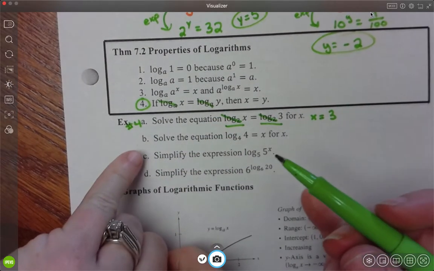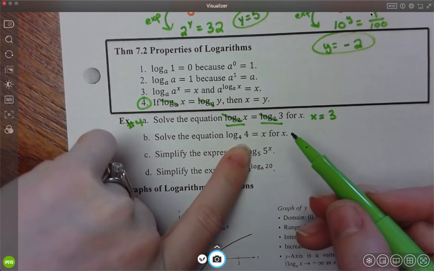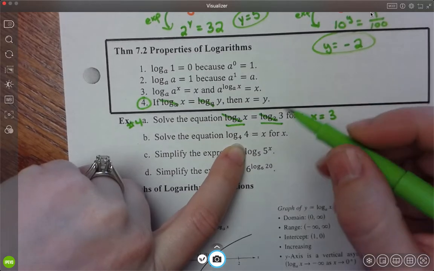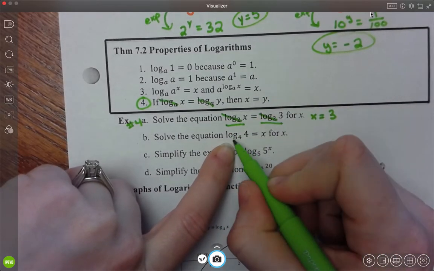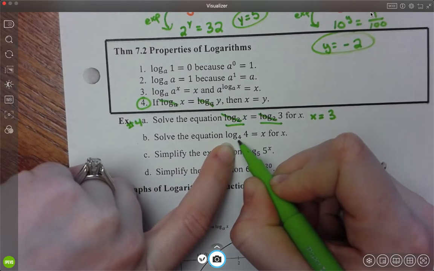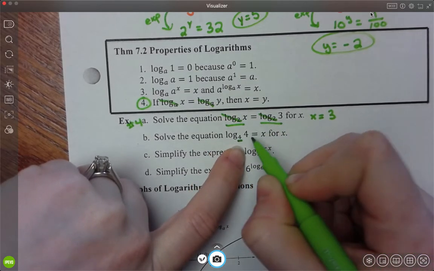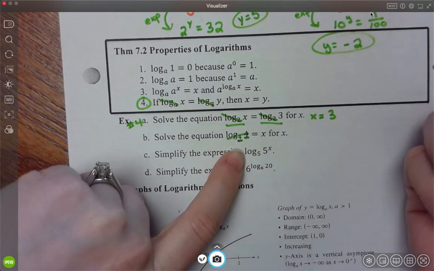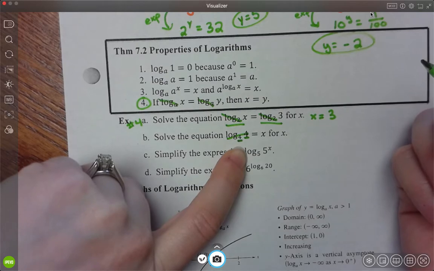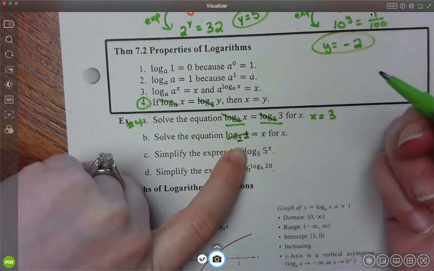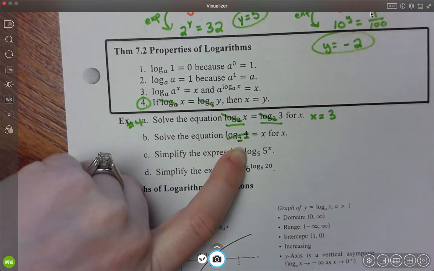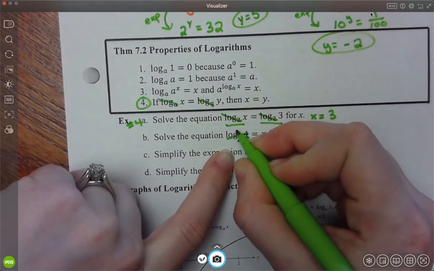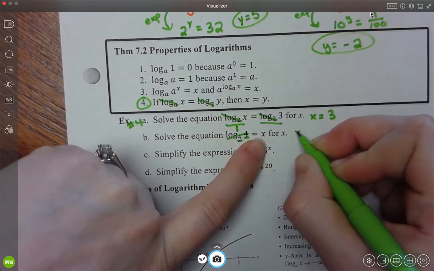Now in part B, if we're solving for x, this is what they're wanting us to do. They say log base 4 of 4. Since the base of my log and the base of this number are the same, those two things are just going to cancel out with each other. When they cancel out, though, they don't just make 0. When you cancel things out, it actually simplifies to 1. So this would say 1 is equal to x, or x equals 1.